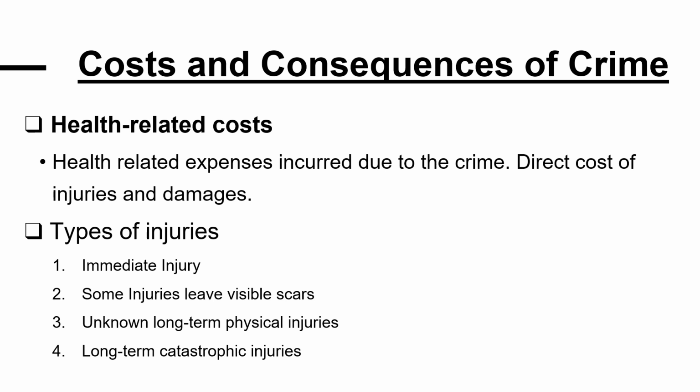So we're going to break this down a little bit. We have health-related costs that are direct tangible costs. Health-related expenses incurred due to the crime. So this is the direct cost of injuries or damages sustained by becoming a victim. You can have immediate injuries, you can have injuries that leave visible scars, you can have injuries that you don't know how long it's going to take to heal from, or you can have long-term catastrophic injuries such as paralyzation. Those health-related costs go into direct tangible cost. We can see the money that you put into your health care because of the victimization itself.